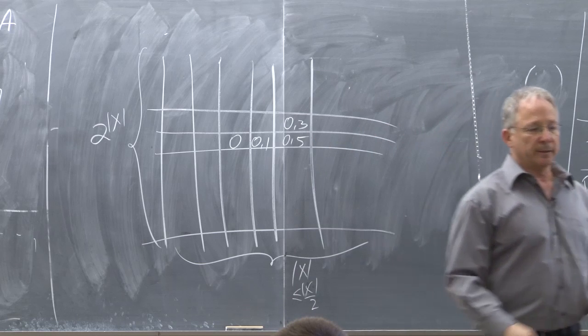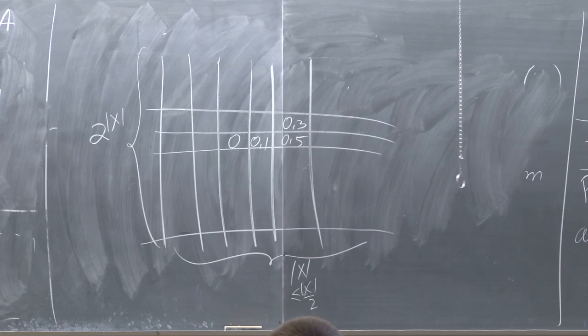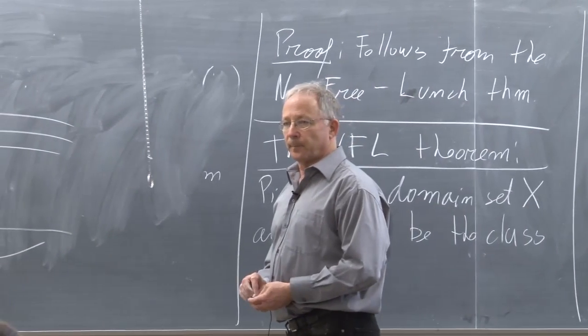Yes? Is x countable? X is finite here. Oh, okay. We take a finite set x, and we argue that we need at least half the size for training. I mean, we argue what happens if you have less than half the points of x for training. Okay? So now I look at this table.